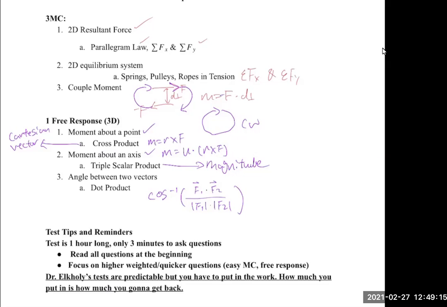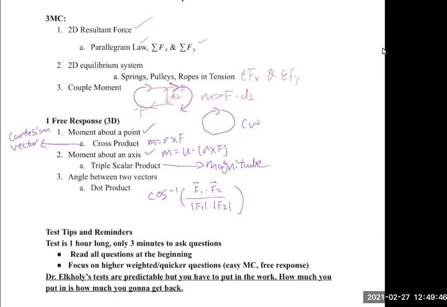So read all the questions at the beginning. If you find a question that you really don't understand, then skip it. Don't waste too much time on it. This exam is time consuming. So focus on the higher weighted and quicker questions, like easy multiple choice. You also want to focus on the higher weighted problems, like the free response, the one that is time consuming. If you know how to do it, then do that one first because it's time consuming, so you want to get that done.